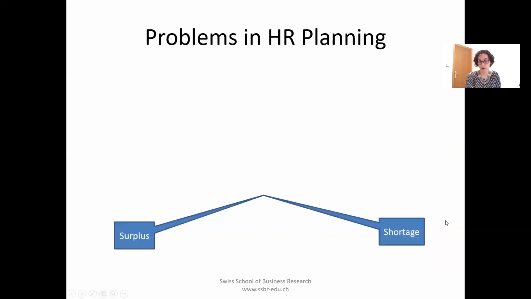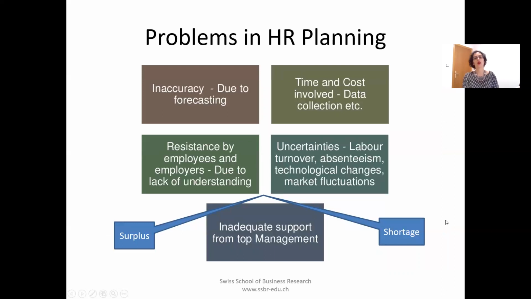Now, what about the pitfalls? Well, there are a few problems. The first thing is that there is inaccuracy due to improper forecasting. Then, of course, there are issues that have to do with the time and the cost associated with collecting data so that we can plan.